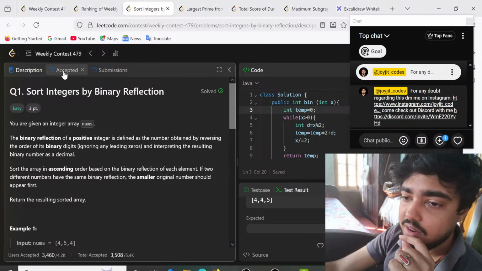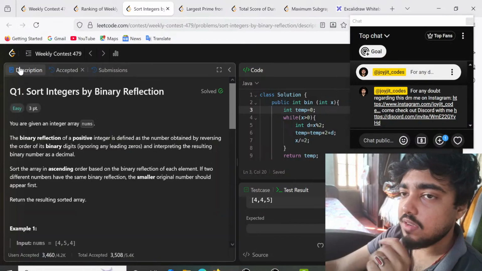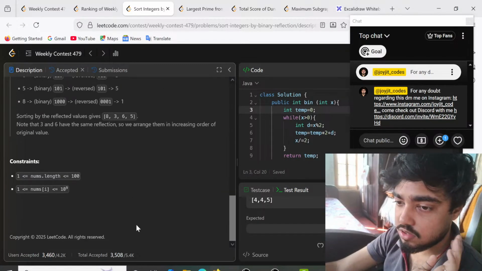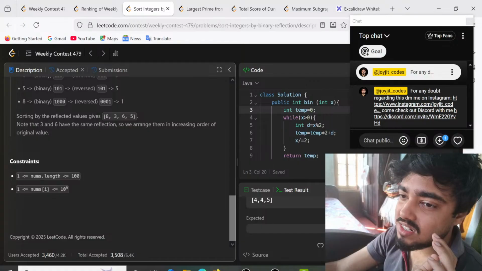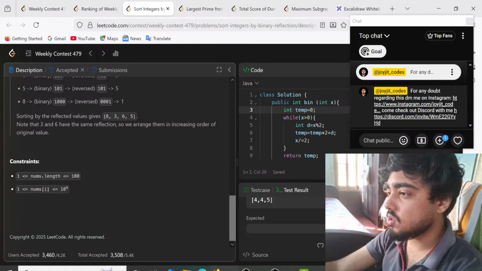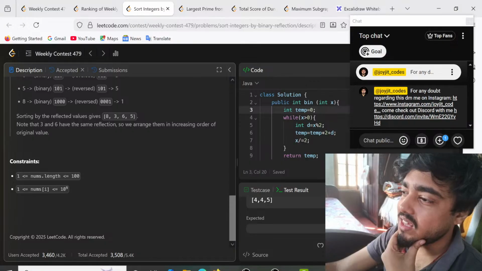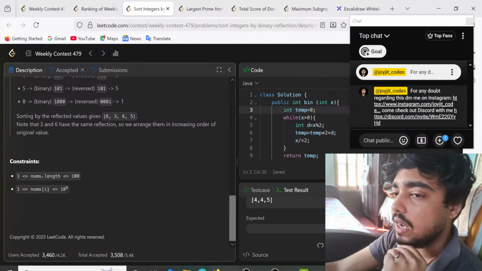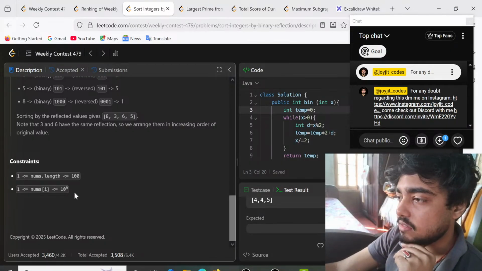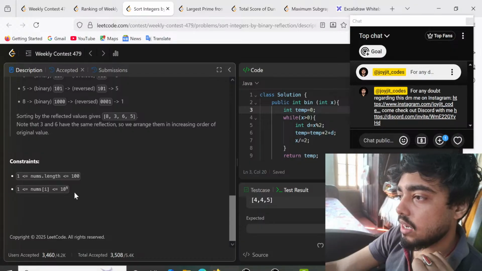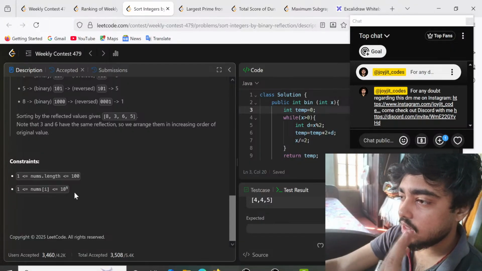So very easy. Whatever the question demands, we can do that in brute force, because nums.length is at most 100 and the values go up to 10 to the 9. So in binary it becomes nothing more than 30 bits. It's well in the range of 2 to the power 30.